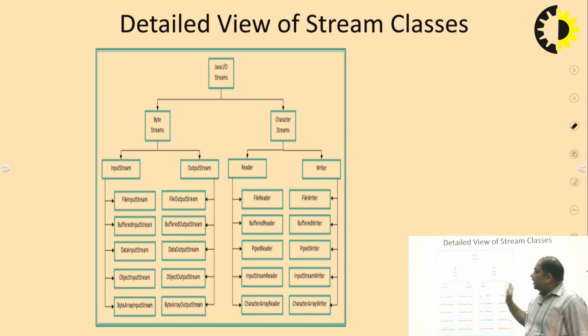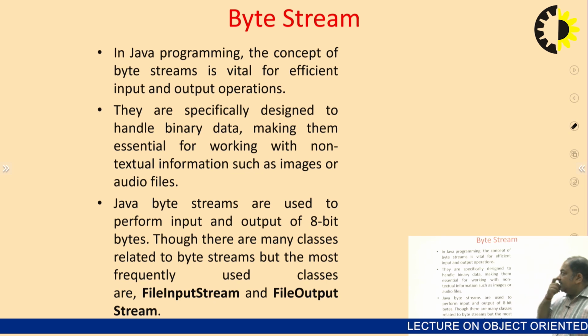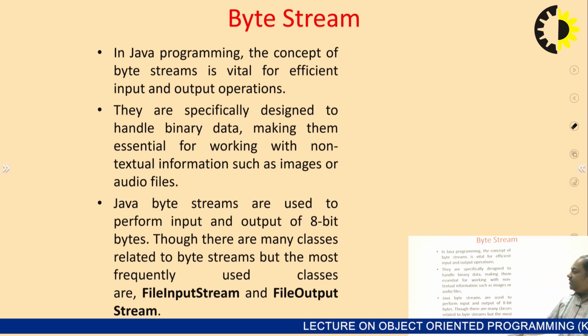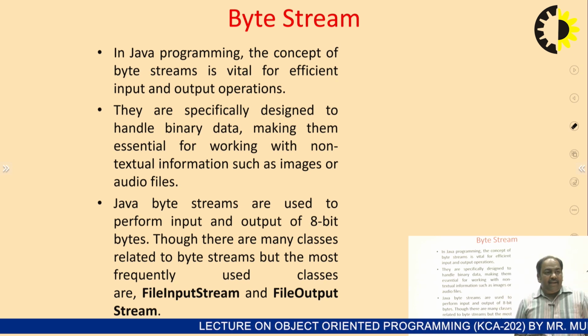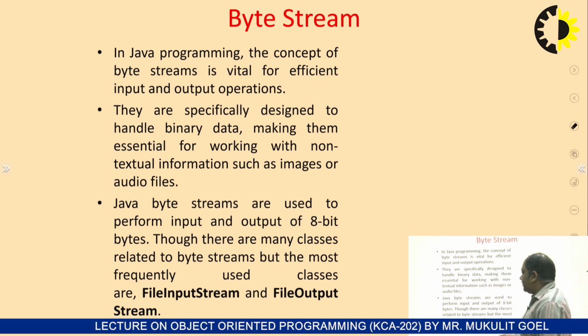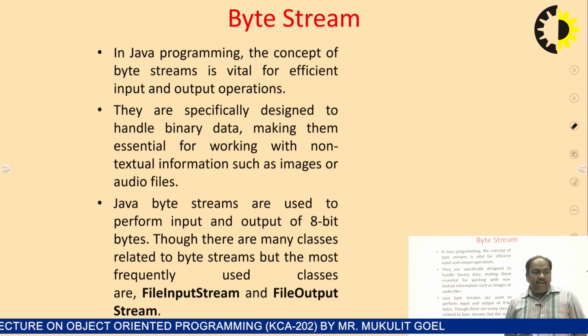So this is the detailed view of Java input output stream classes and their methods. Now let us discuss each one by one. First, byte stream. In Java programming, byte streams are used for efficient input output operations. They are specially designed to handle binary data, making them essential for non-textual information such as images, audio files, or some other type of data which is not text.